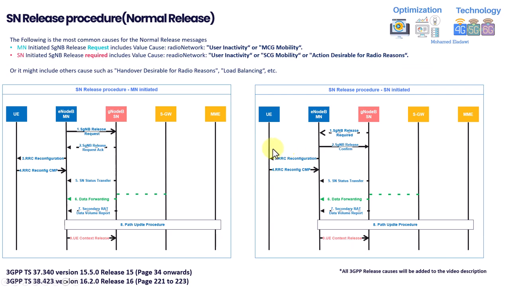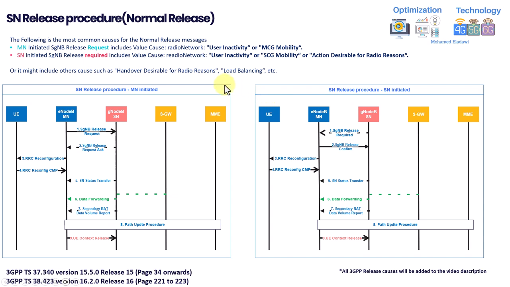So let's move. The first part today, as you can see here, this figure is speaking about secondary node release procedures for the normal release. As you can see, we have two figures here. One on the left, which is the secondary release procedure but master node initiated, which means that the release will be initiated by the 4G or the master node. And the second one is secondary node initiated, through the gNode B.